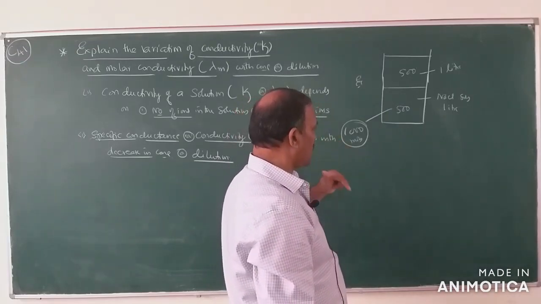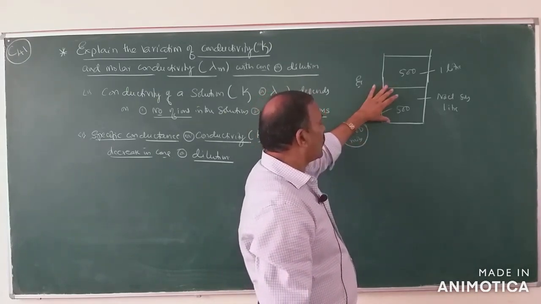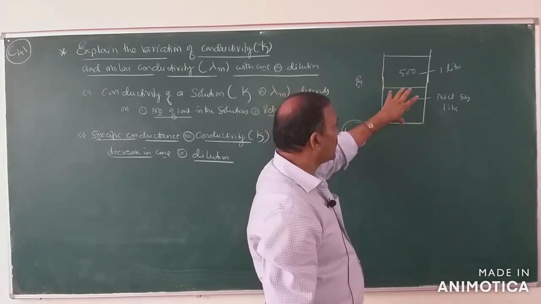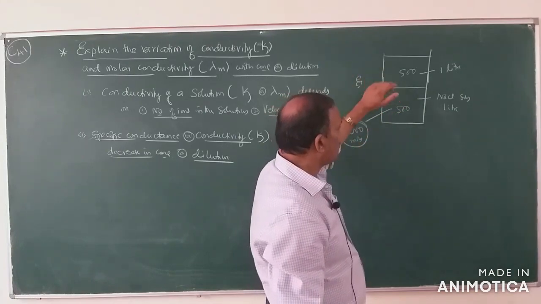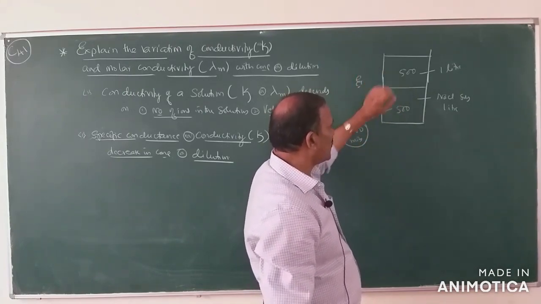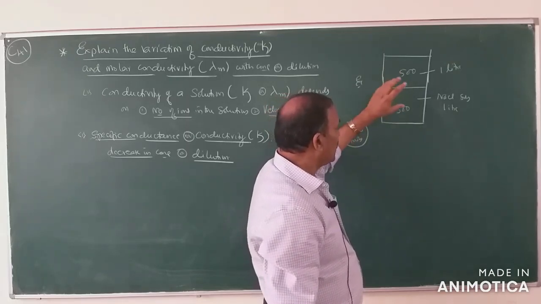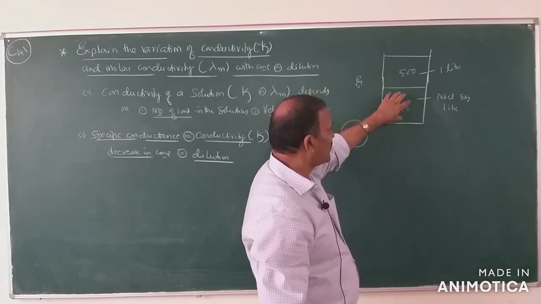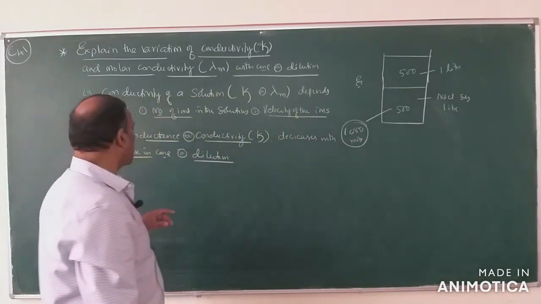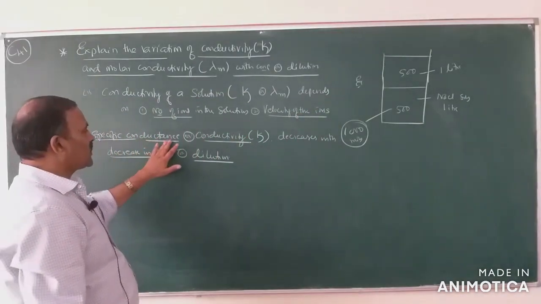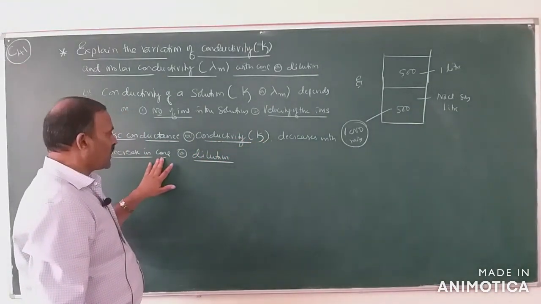So, on dilution, what is conductivity? It is the conductivity of 1 meter cube of solution. Suppose 1 meter cube of solution contains 1000 molecules. When it is diluted with another 1 meter cube of solution, the number of ions per meter cube decreases. When the number of ions per meter cube decreases, the specific conductivity also decreases. So this is the meaning of this one. Specific conductance or conductivity decreases with decrease in concentration.